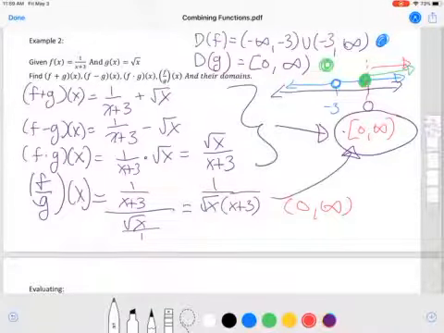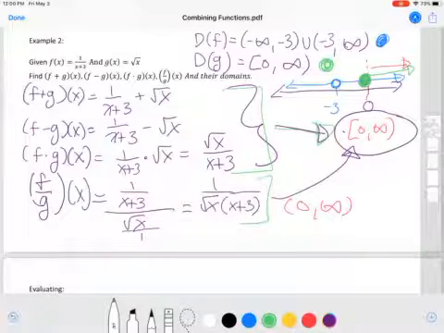So for these here, these are all going to be the same domain. But when you do f divided by g, or if you do it in reverse, g divided by f, depending on what order you do it in, you also have to take into consideration that denominator.